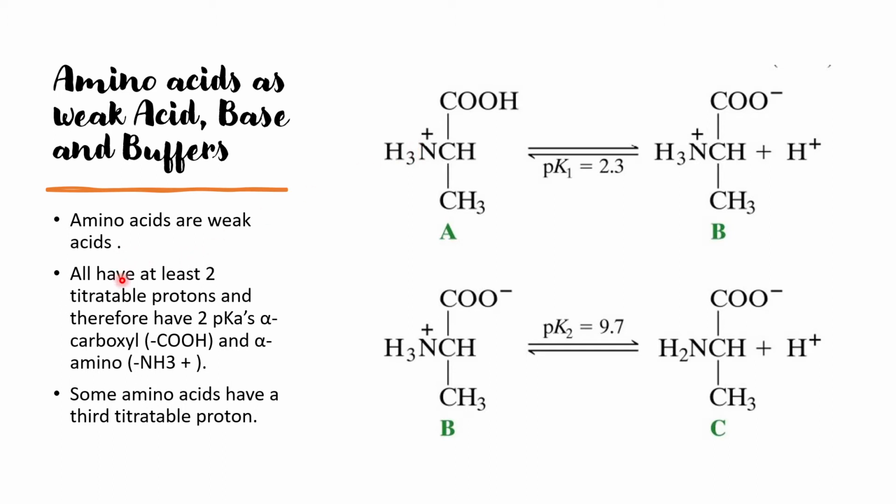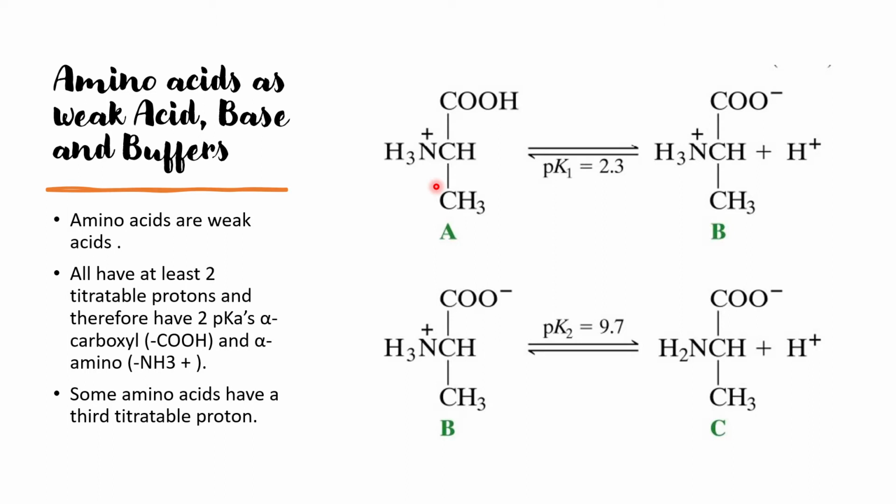So all of the amino acids have at least two titratable protons and therefore they have two pKs, one at the alpha carboxyl group and another at the alpha amino group. So some amino acids have a third titratable proton also. So in case of the aspartic acid, glutamic acid, the R group also contains another carboxyl group, and in case of the arginine and the lysine, the R group contains the amino group.